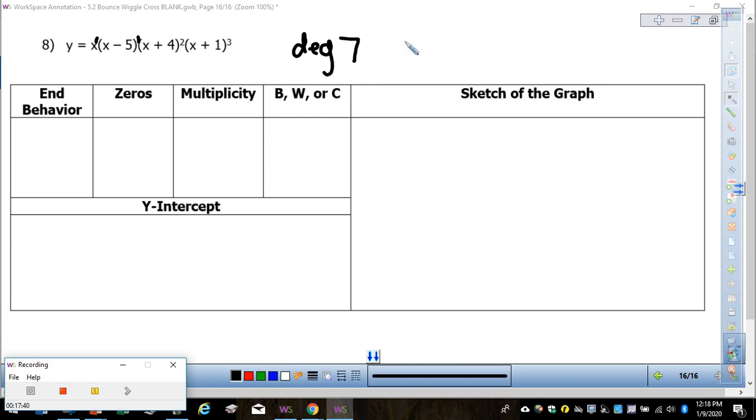So we have a degree of 7. Leading coefficient is 1, so this one is going to be down up. Oh, I guess I could have written that over here where it says end behavior. Okay, so let's go to our zeros.